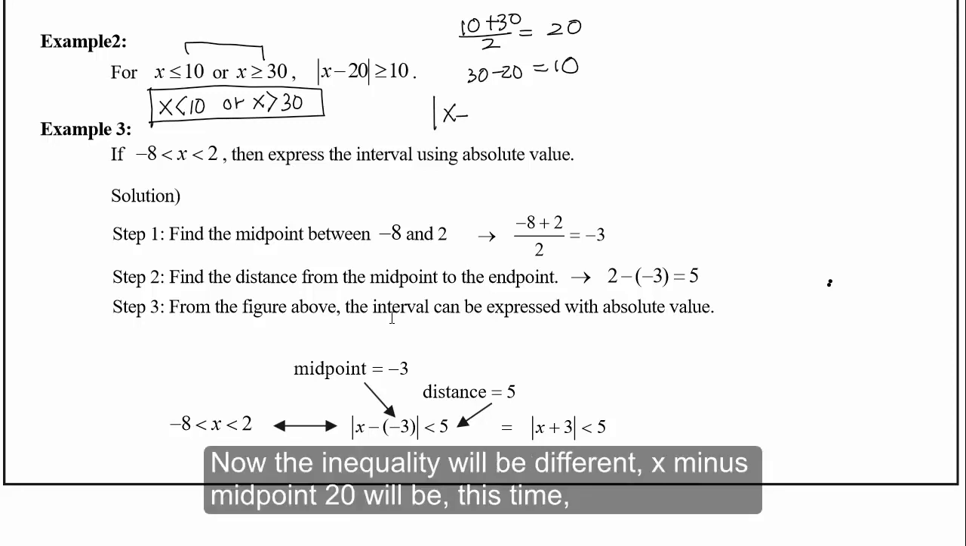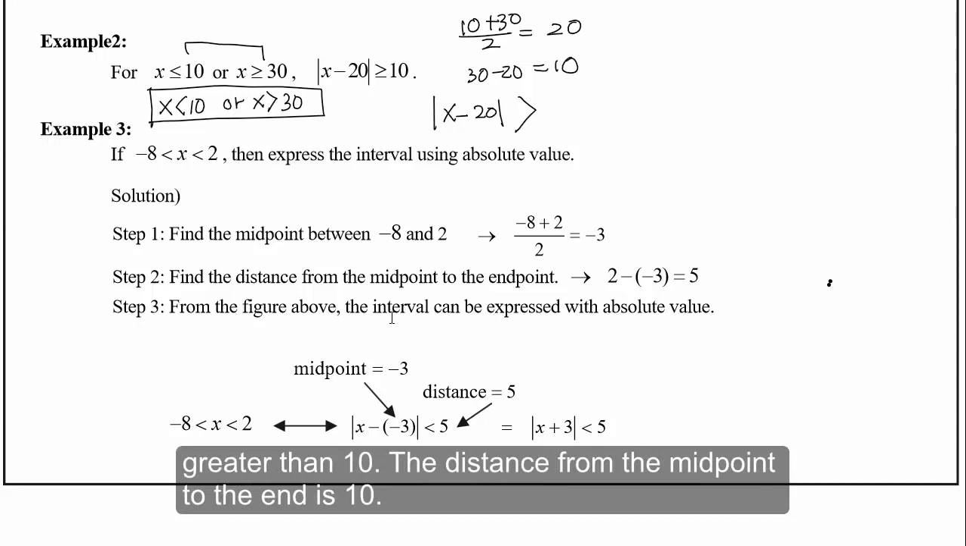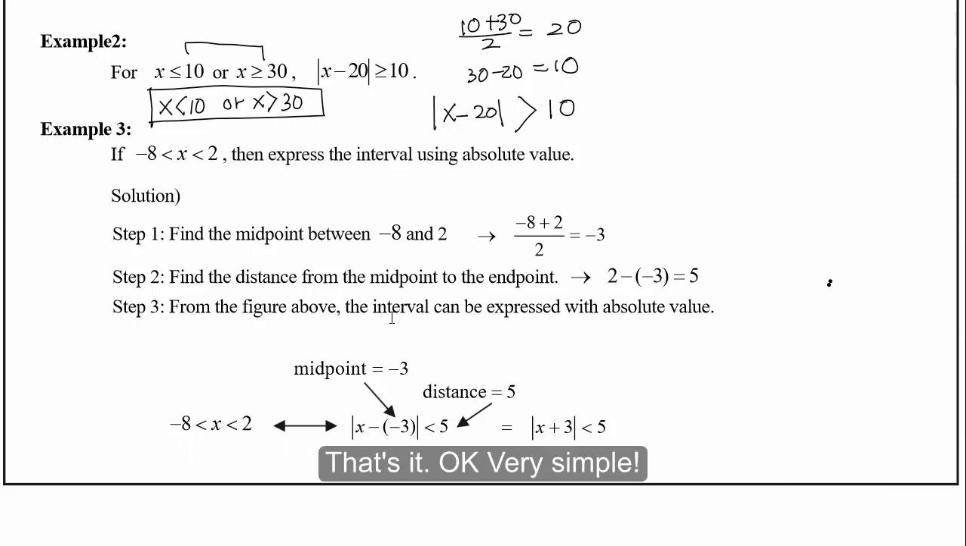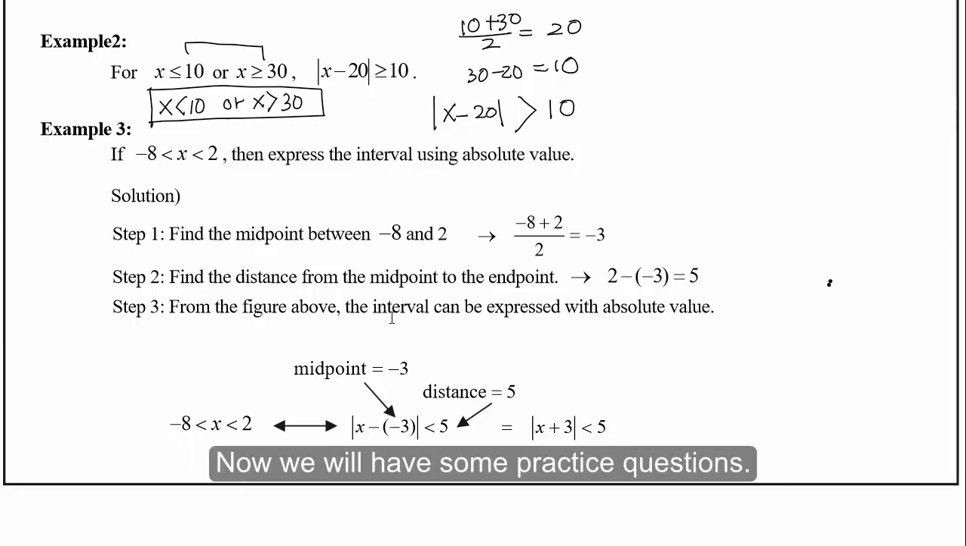So now the inequality will be different. Okay, x minus midpoint 20 will be greater than 10, is it? Not less than. The distance from the midpoint to the endpoint is 10. Okay, that's it. Very simple.